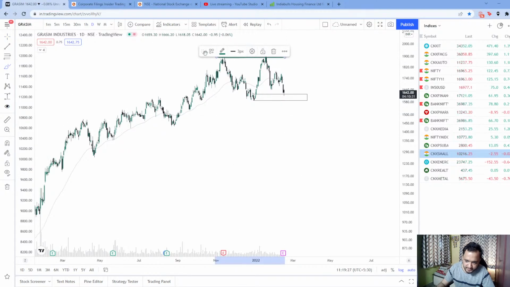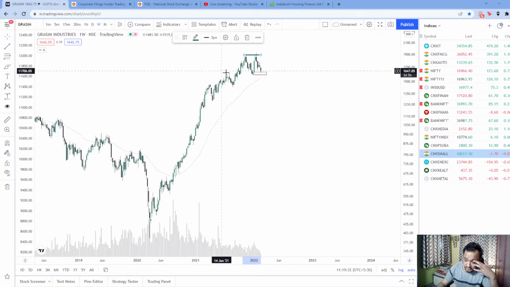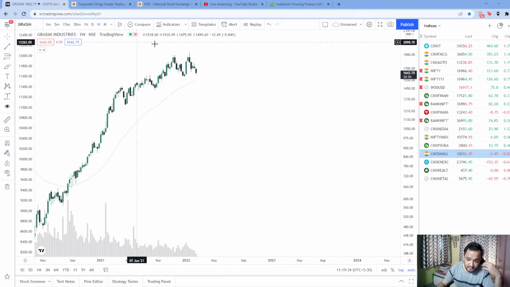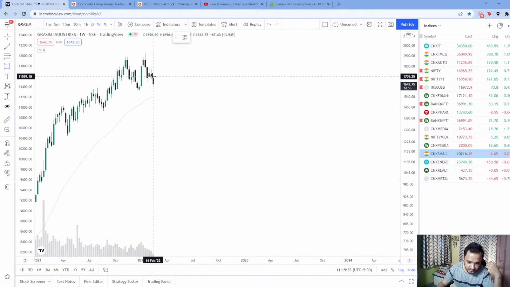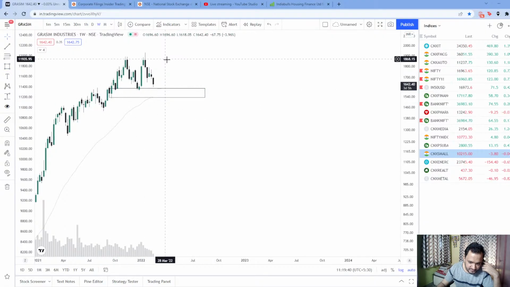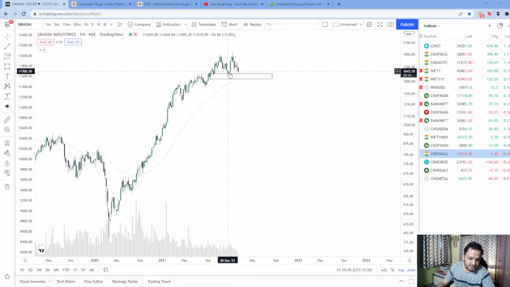This one made a new high right here. So this is your entire base in Grasim. Probably it's at the weekly. All right, still not at the weekly. Actually, the weekly zone which led to the last movement is somewhere here. So these both are reacting from the same area.